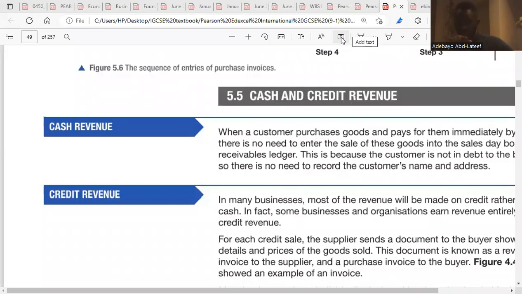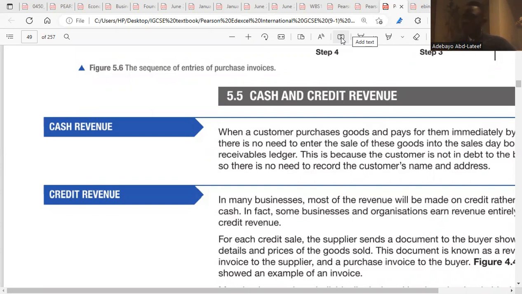We continue with our books of original entry. So today we're going to talk about cash and credit revenue. When I talk about cash revenue, it means the transaction between the business and the customer involved immediate payment of cash. That means the customer paid the business immediately. That's why we call it cash revenue.